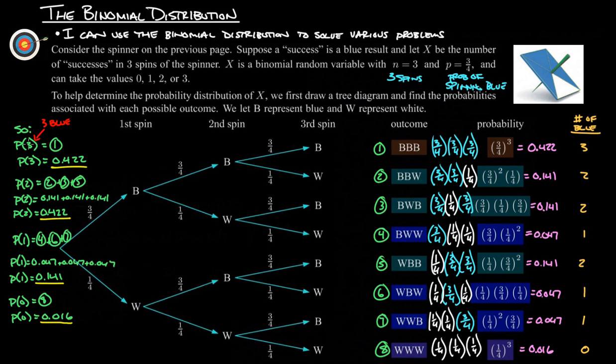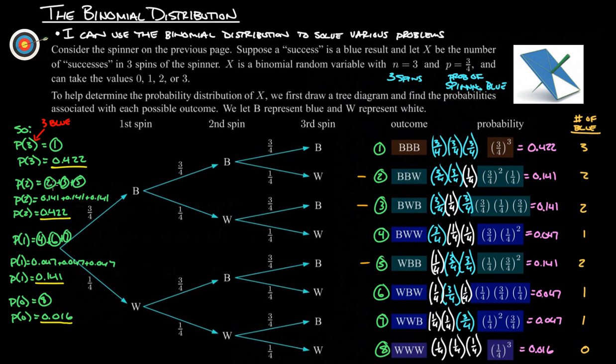The way this is written, P of 3, the probability of being successful 3 times, that's 3 blues, equals 1. That 1 refers to this one over here. There's only one path that gets us to that, and it's this one up here: 3/4, 3/4, 3/4, which is 0.422. For the probability of getting 2 blues, we can take path 2, path 3, or path 5. That's what the 2, 3, and 5 are. Any one of those 3 would work.